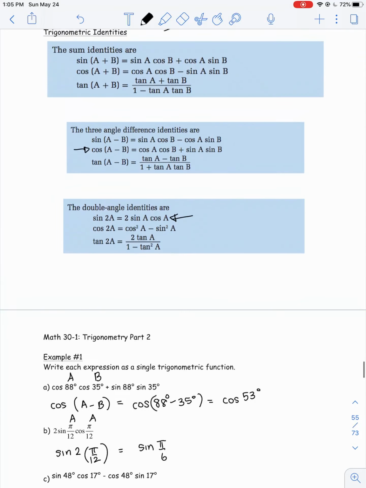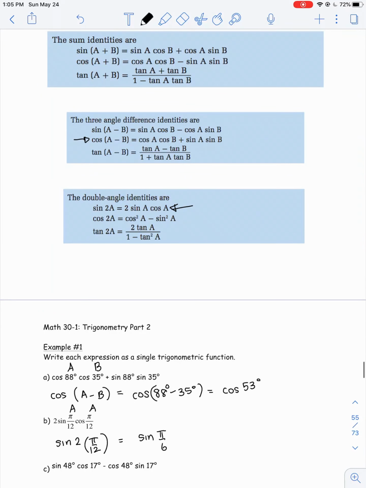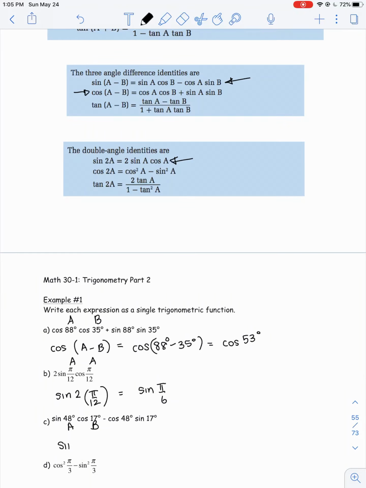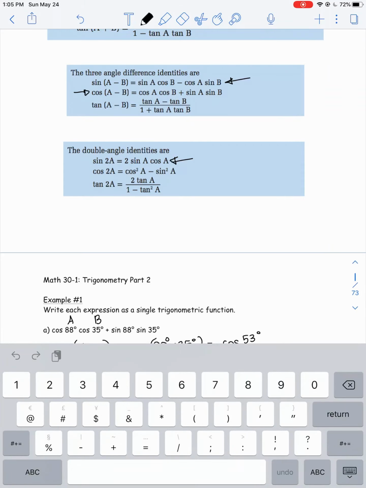And then for C, we want to look for where we have sine and cos in our identities above, minus cos and then sine. That looks like this one right here where we have angle A, angle B. So we're going to write it as sine of A minus B. That's going to be sine of 48 degrees minus 17 degrees in our calculator. So that's going to be sine of 31.